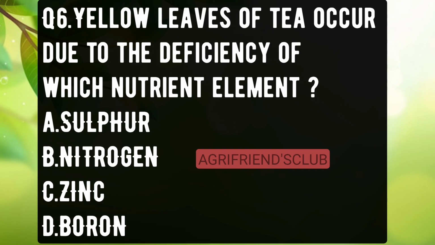Next and the last question is: yellow leaf of tea occurs due to the deficiency of which nutrient element? The options are sulfur, nitrogen, zinc or boron. The correct answer is sulfur. Yellow leaf of tea occurs due to the deficiency of sulfur.